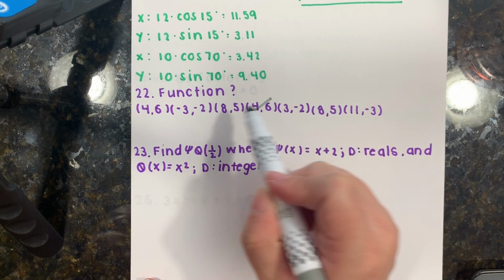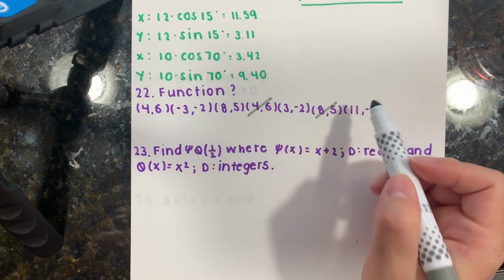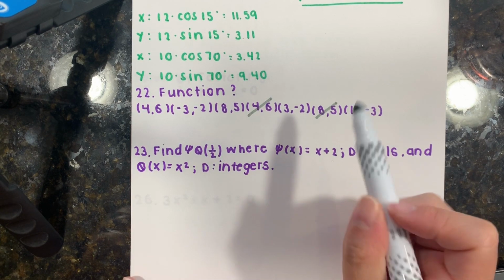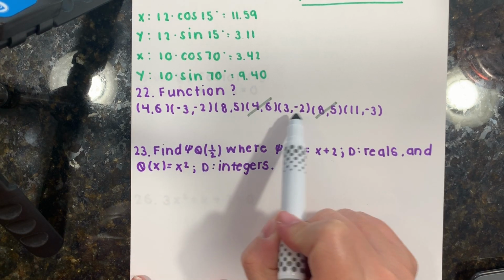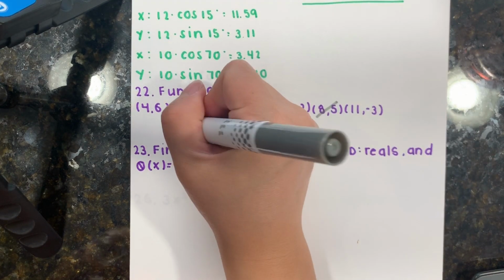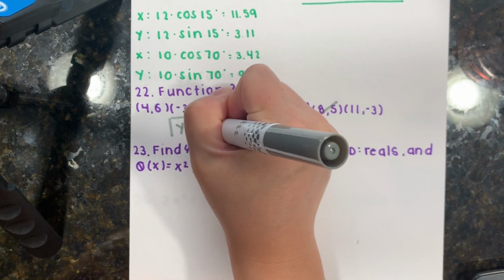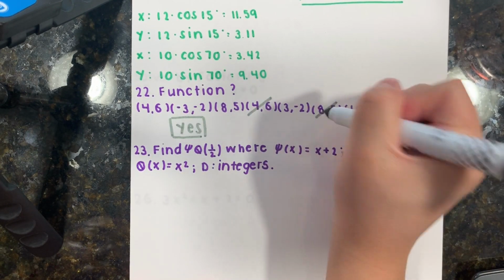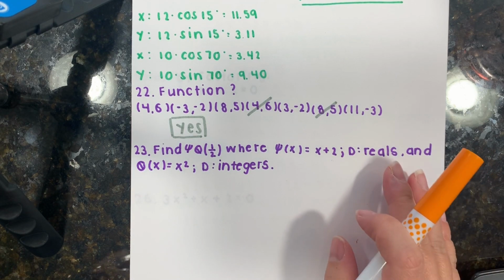But then I have 8 goes to 5 again, but both of these 8s go to 5, so I'm going to cross that one out. Then I have 11 to negative 3. Now that I've crossed these out, I have 4, negative 3, 8, 3, and 11. All of those x's are different, and it doesn't matter where they lead to, which means that this is a function. So if it's the exact same xy combo, it's fine, and it is considered a function.